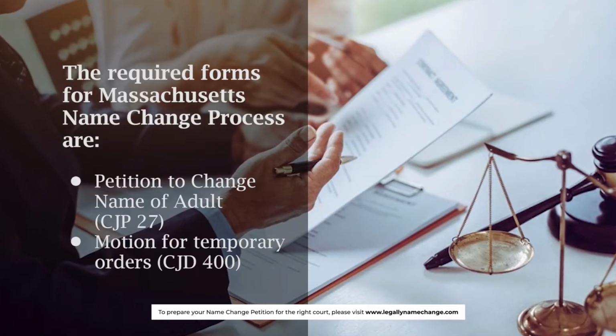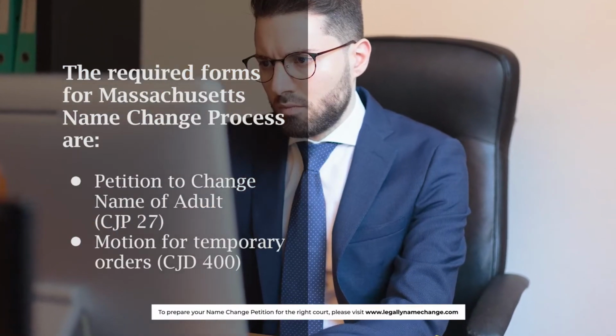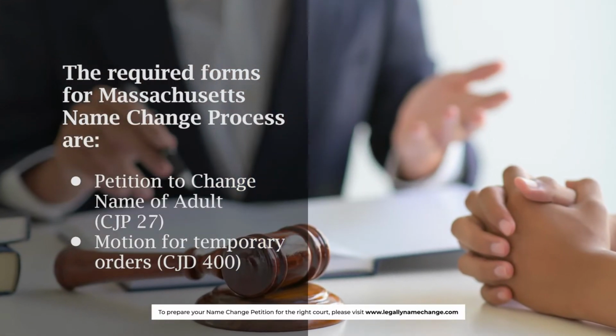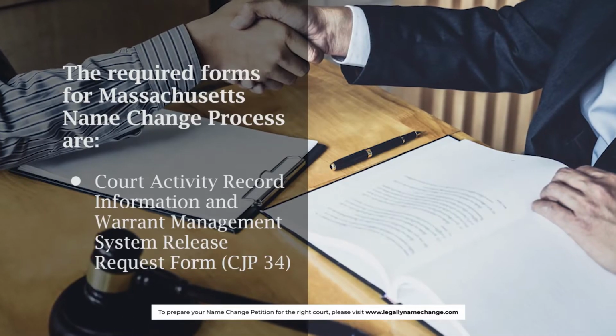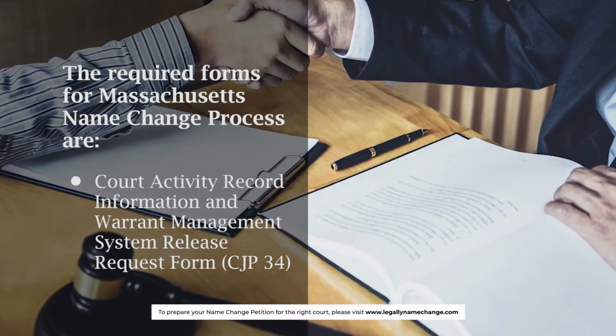The required forms for Massachusetts name change process are: petition to change name of adult, CJP 27. Motion for temporary orders, CJD 400. Court activity record information and warrant management system release request form, CJP 34.